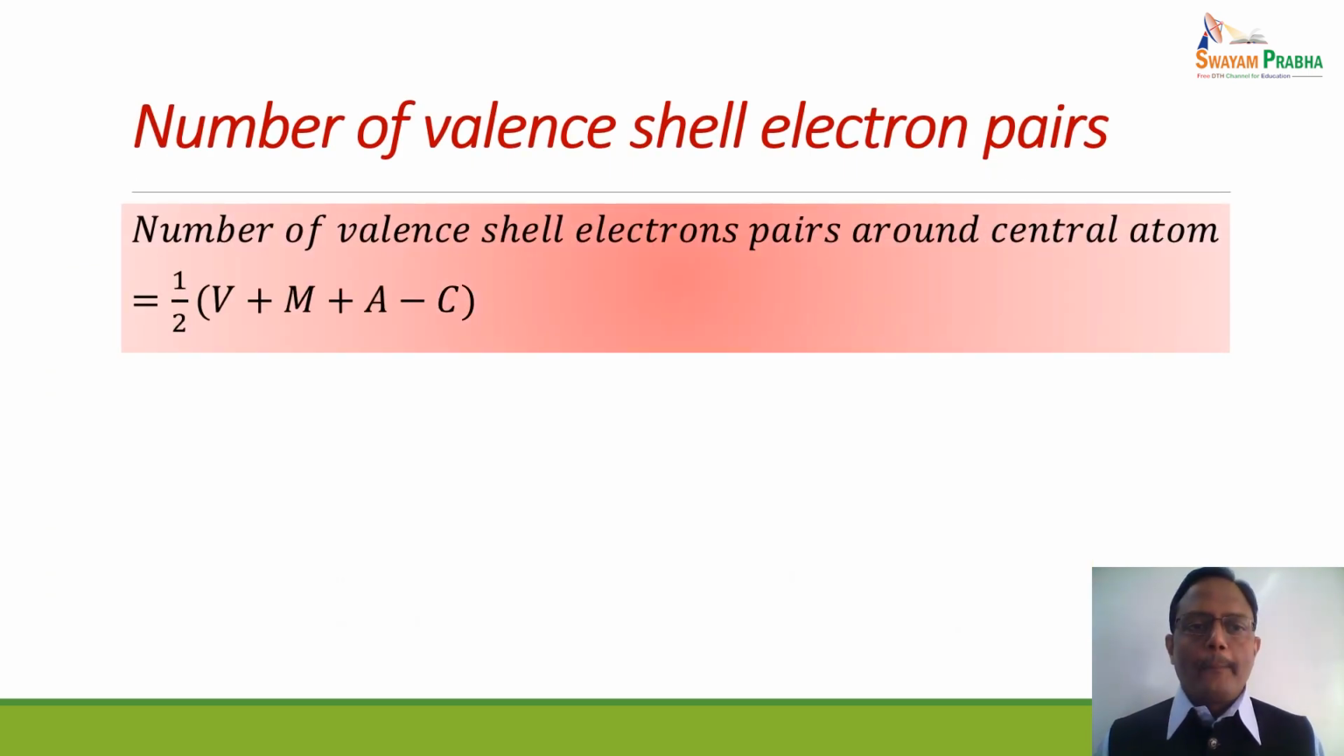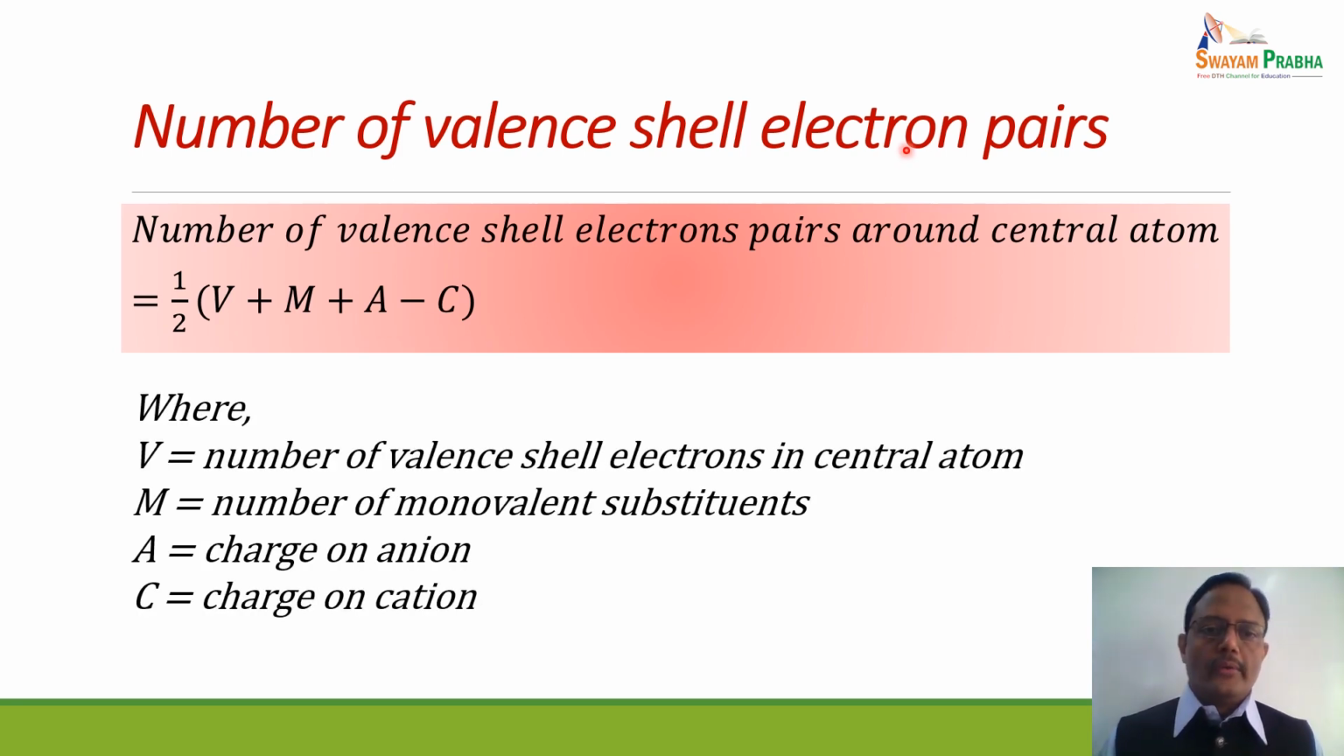Now we can apply the valence shell electron pair repulsion theory by calculating the number of valence shell electron pairs around the central atom. The number of valence shell electron pairs can be calculated as half of V plus M plus A minus C. We will see what this is. V is equal to the number of valence shell electrons in the central atom. M is the number of monovalent substituents present on that atom. A is the charge on the anion if it is an anionic species, and C is the charge on the cation if it is a cationic species.